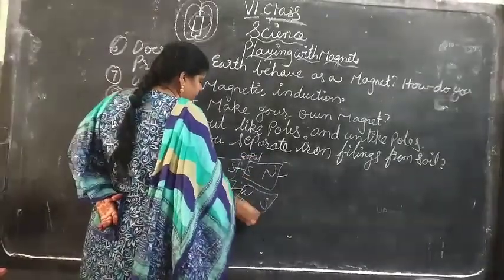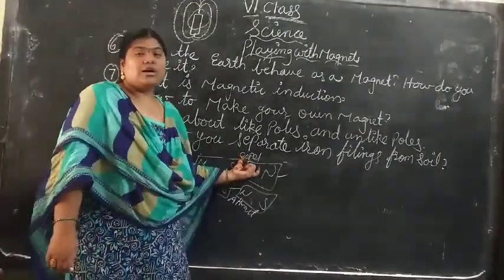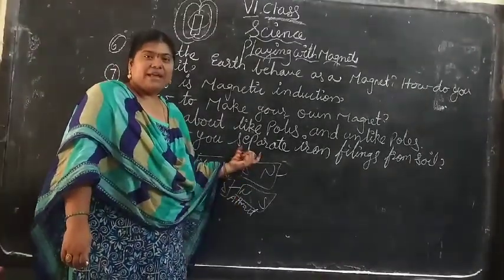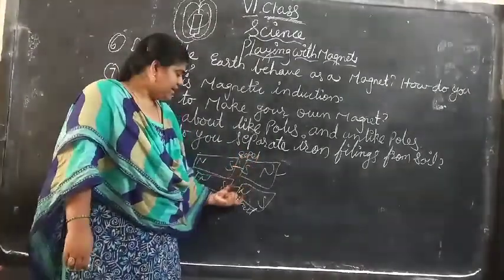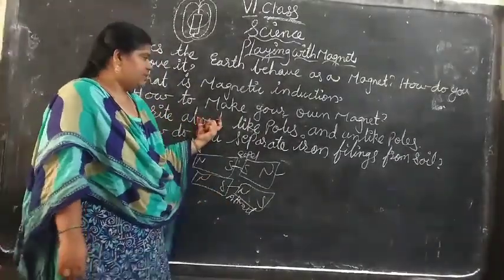So with the diagram of bar magnets, try to explain what like poles and unlike poles are. What happens to the like poles? They repel each other. And what happens to the unlike poles? They will attract each other. Draw the diagrams and try to explain this.